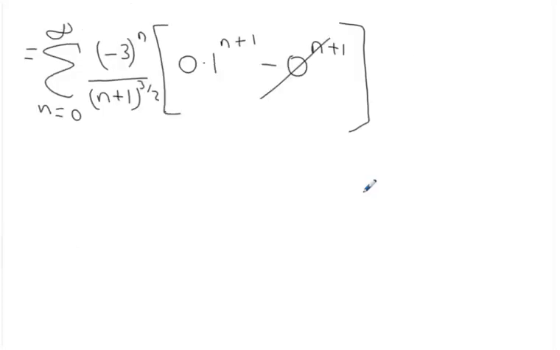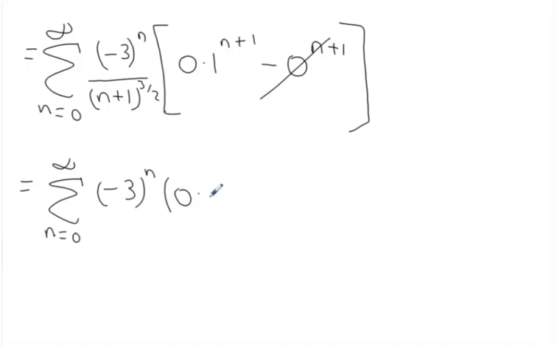So now the final result of the integral can be expressed as the sum from n equals 0 to infinity of (-3)^n times 0.1^(n+1) all over (n+1)^(3/2). And that (n+1)^(3/2) doesn't necessarily look better than n plus 1 times the square root of n plus 1, but I decided to express it like that on this occasion.